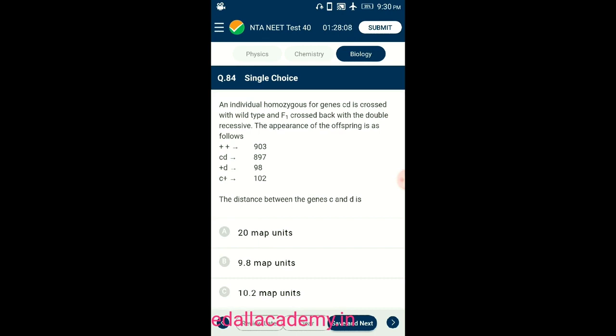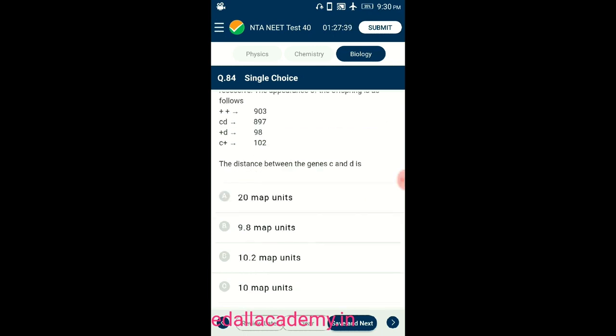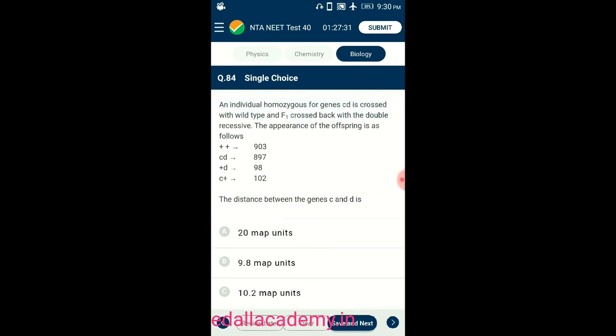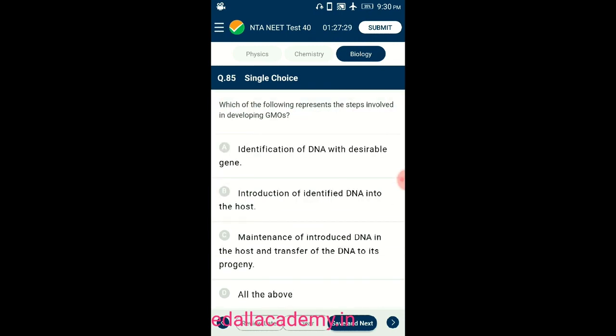Question number 84. An individual homozygous for genes small c d is crossed with wild type and the F1 is crossed back with the double recessive. The appearance of the offspring is as follows. Option D, 10 map units. The distance between the gene C and D is 10 map units. Question number 85.